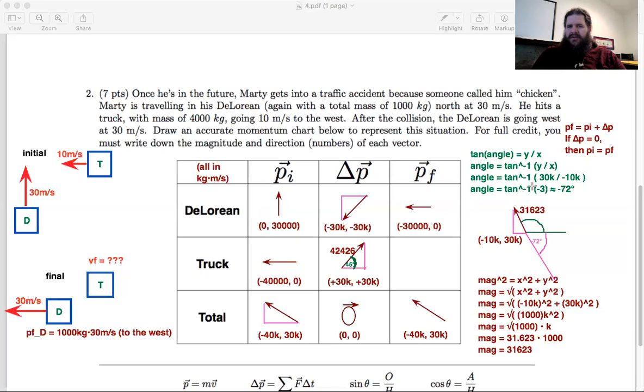If we took 30,000 over negative 10,000, we get negative 3. But if we had reversed that, if we had taken negative 30,000 over positive 10,000, so if we had gone 10,000 to the east and 30,000 to the south, the ratio would still be negative 3. The inverse tangent function cannot distinguish between northeast and southwest, or northwest and southeast.